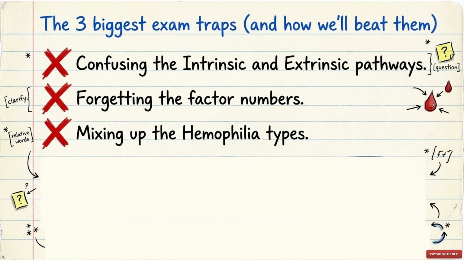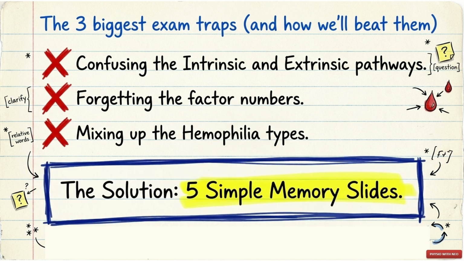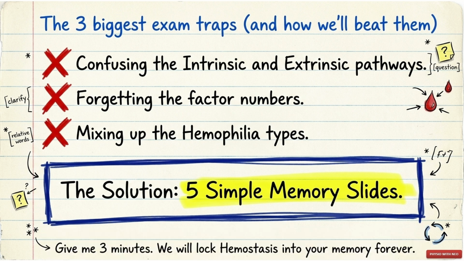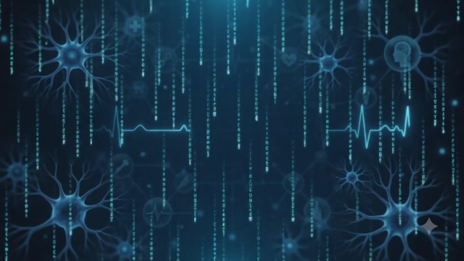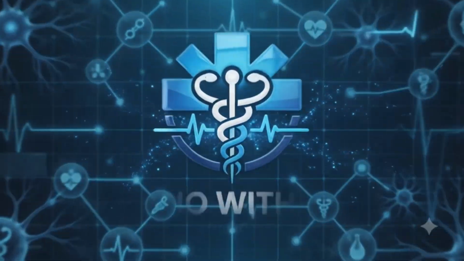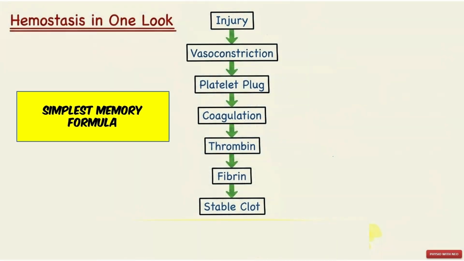But what if I told you that you can remember the entire chapter using just 5 simple memory slides? In the next 3 minutes, I will help you to lock hemostasis and coagulation into your memory forever. Let's start with the simplest memory formula of the entire chapter.